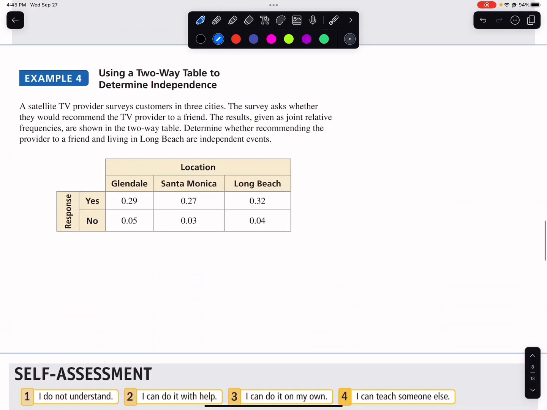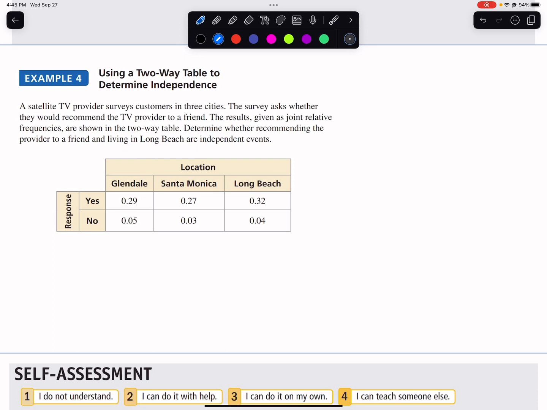All right, so example 4. We can also use a two-way table to determine independence. So a satellite TV provider surveys customers in 3 cities. The survey asks whether they would recommend the TV provider to a friend. The results given as joint relative frequencies are shown in the two-way table. Determine whether recommending the provider to a friend, and living in Long Beach are independent events.